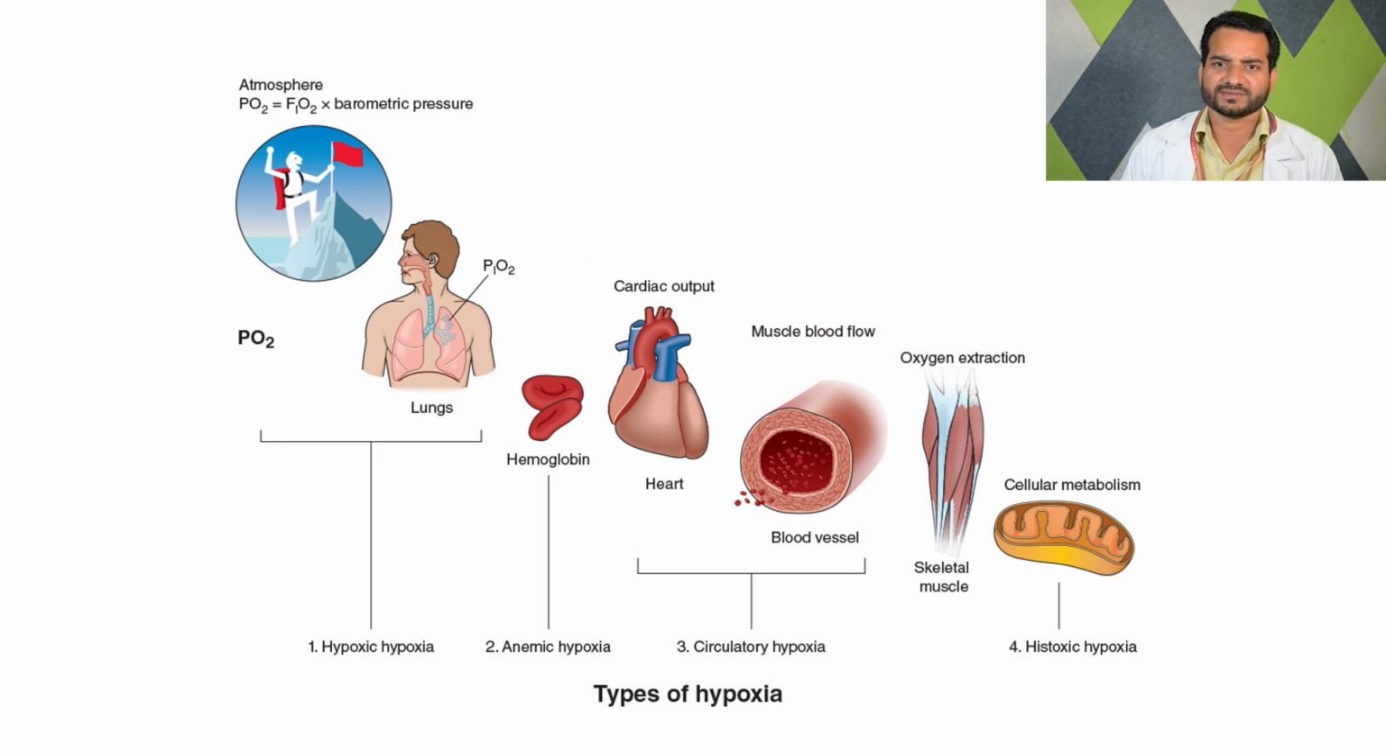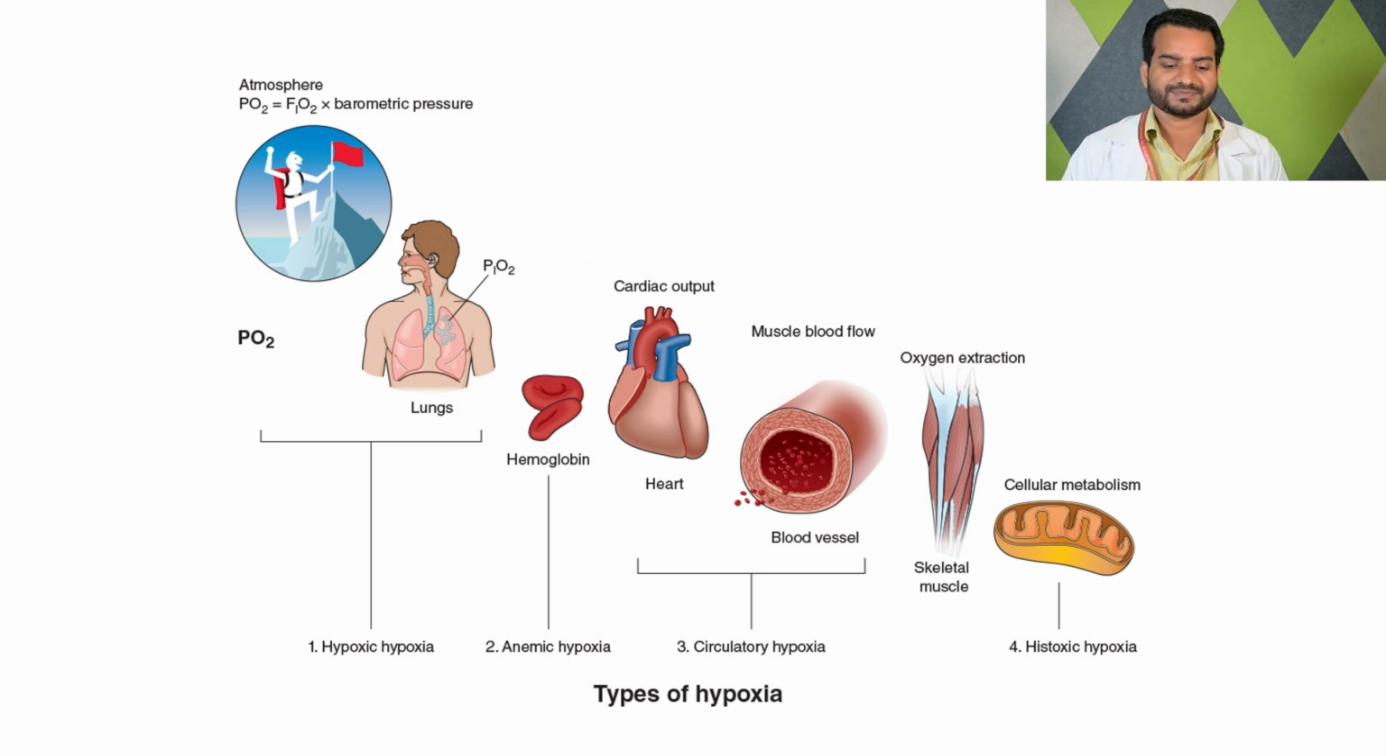And the fourth is histotoxic hypoxia, and here everything is normal. The partial pressure of oxygen is normal, the hemoglobin concentration is normal, blood flow is normal, but the tissue fails to utilize oxygen because of the toxic damage caused to the tissue.